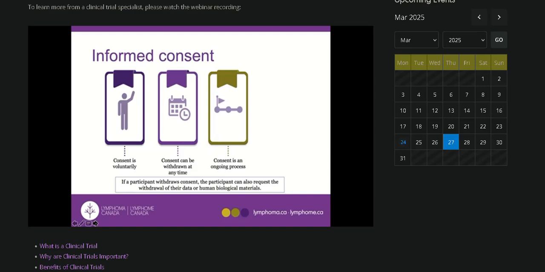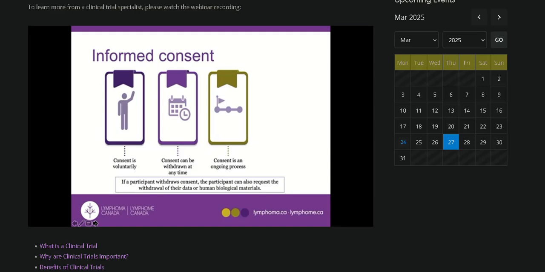So informed consent is voluntary. It's up to you whether or not you wish to be in a clinical trial. You can revoke that consent at any time. So even if you have initially decided, I'd like to be part of this study, and for whatever reason you change your mind, you can withdraw. As I mentioned, consent is an ongoing process. So it's about, if you've decided to be in the trial, asking questions throughout the trial to make sure that you know what your responsibilities are being a participant, and being sure that you're okay with what's expected of you.